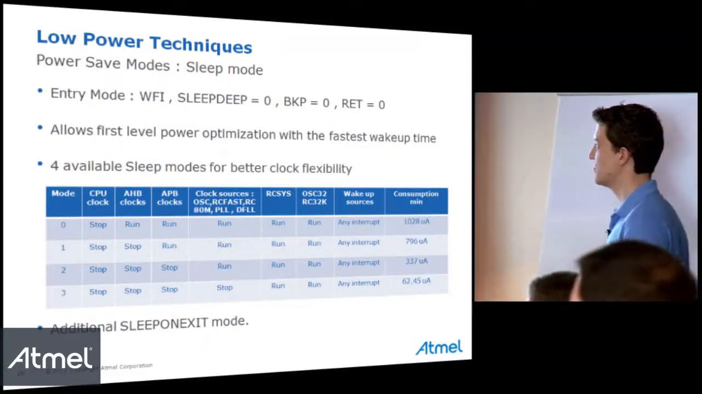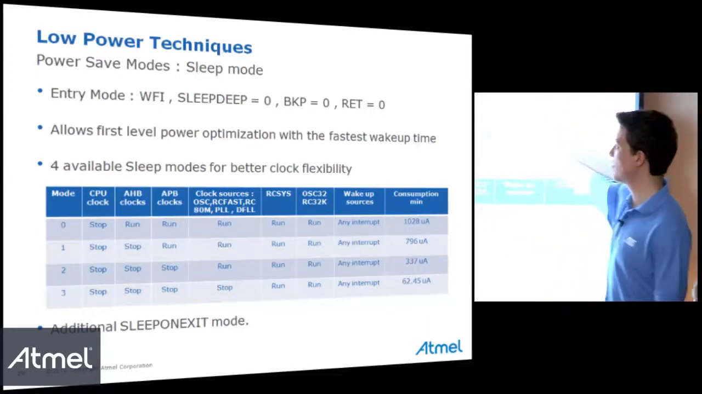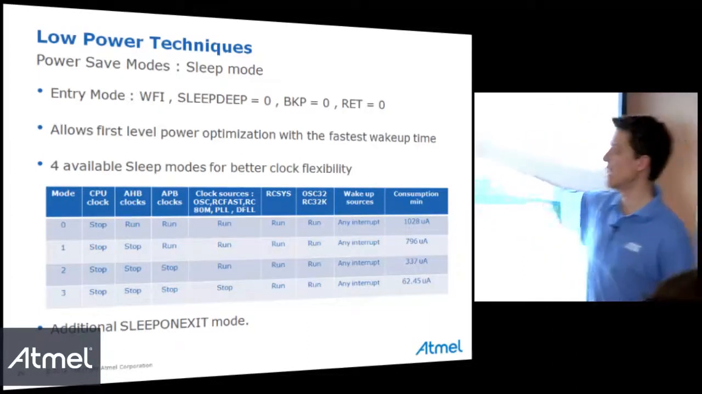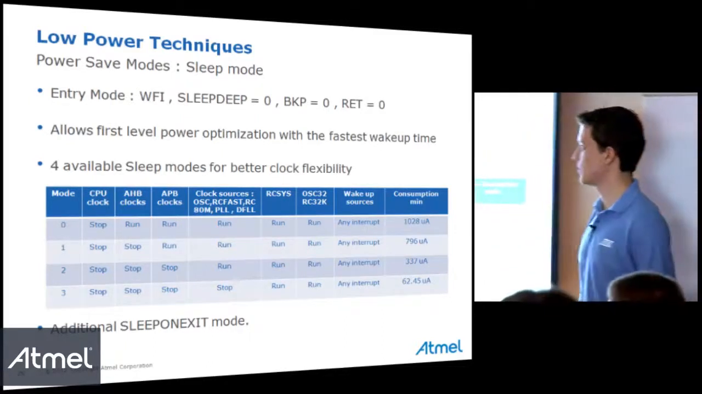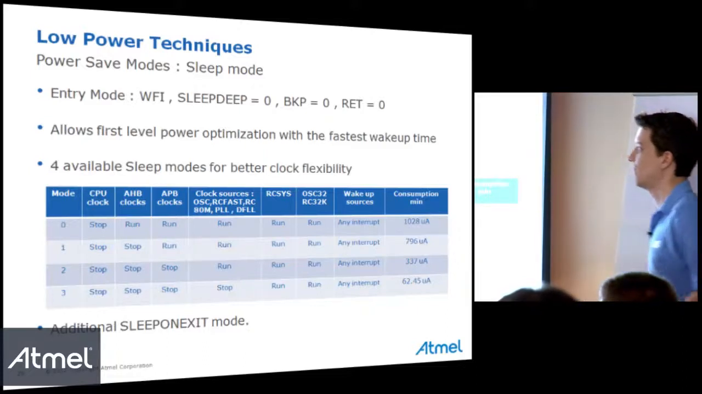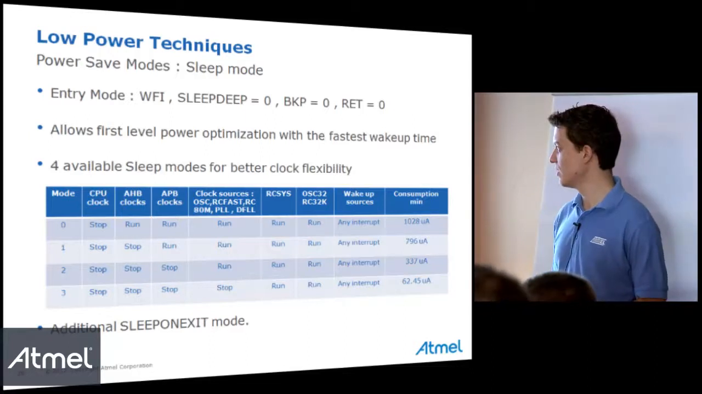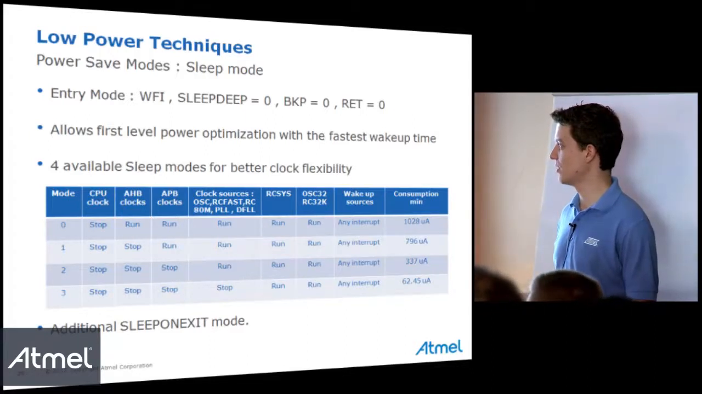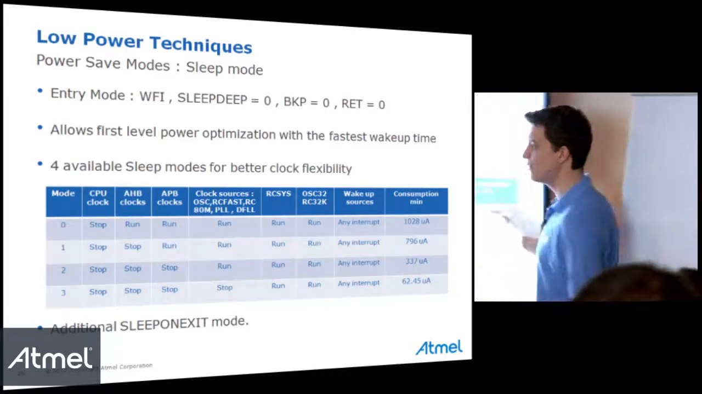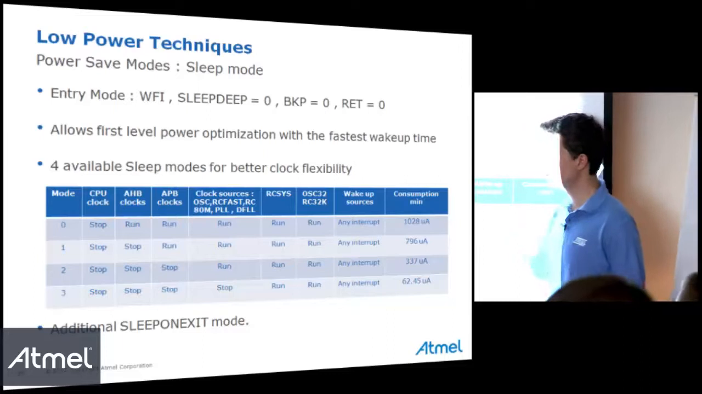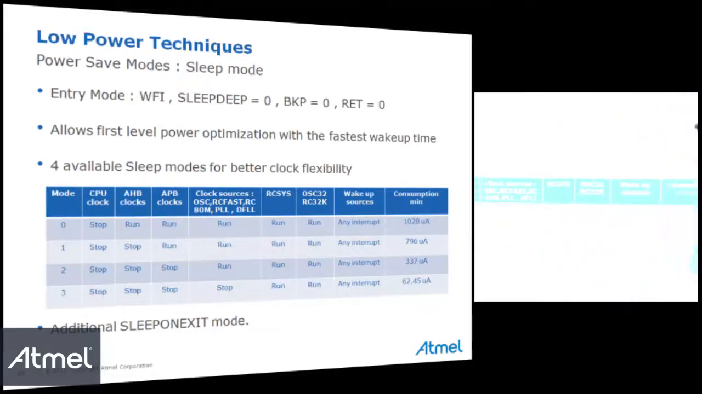The first mode is the sleep mode. You can enter the sleep mode by a combination of sleep, deep, backup, retention equal to 0 and the call of the wait for interrupt instruction. This allows a first level power optimization with the fastest wake up time. You have 4 available sleep modes that allow better clock flexibility. If we focus on clock, in all these modes the CPU clock is off.